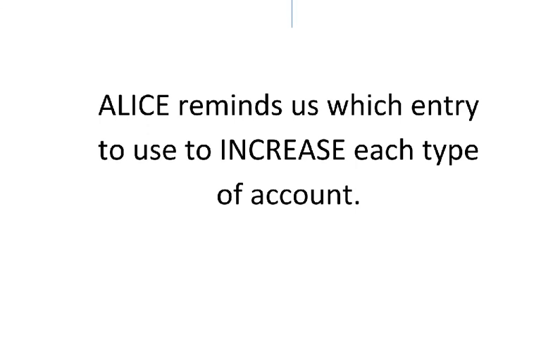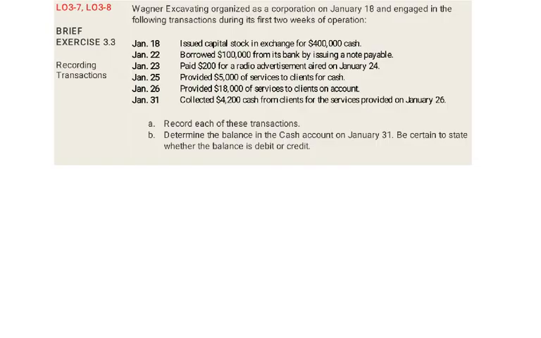So if you find yourself getting confused when you're trying to do journal entries, refer back to Alice and hopefully that will clarify for you. Let's move on to a homework problem. As you can see, this is brief exercise 3.3. So first, even though the problem doesn't tell us to do this, let's go ahead and analyze the effects of each transaction on each type of account. So your homework will have you do this in tables. So let's do it like that as well.